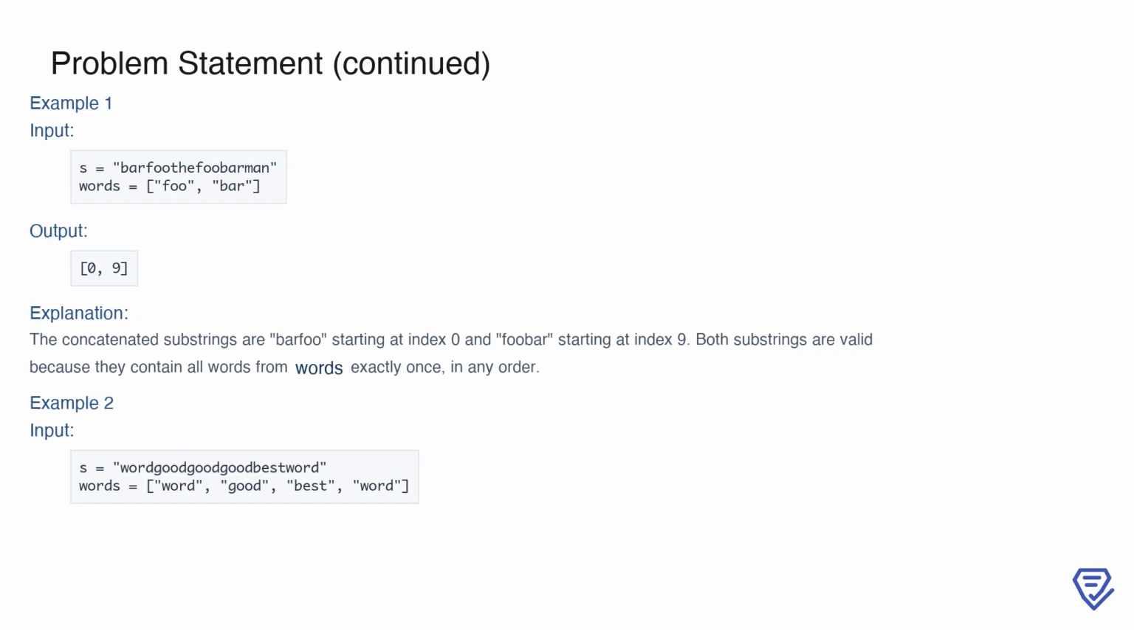For the first example, the input string S is "barfoothefoobarman", and the words array contains "foo", "bar". A valid concatenated substring must include both foo and bar exactly once, in any order. In this case, we find two such substrings, "barfoo" starting at index 0, and "foobar" starting at index 9. Both substrings meet the problem's requirements, so the output is [0, 9]. This demonstrates how we identify and record the starting indices of valid concatenated substrings.